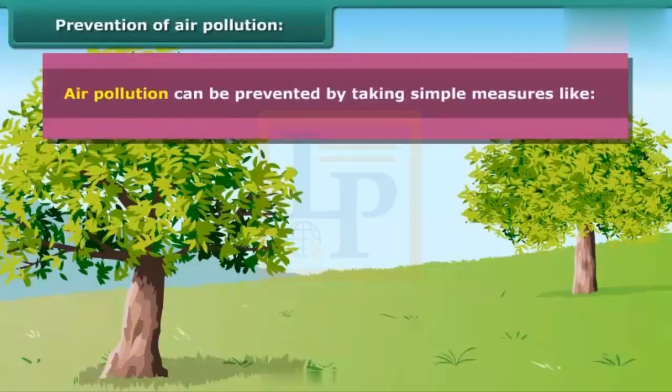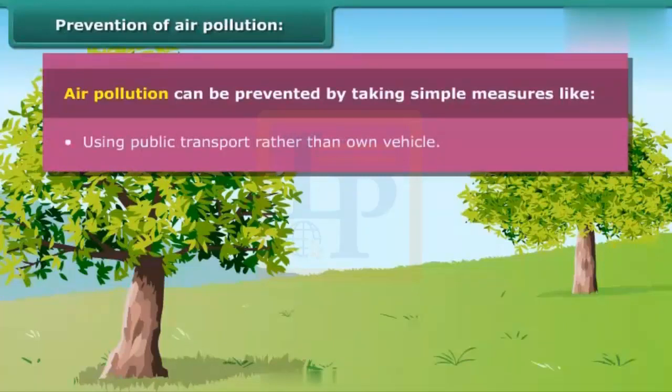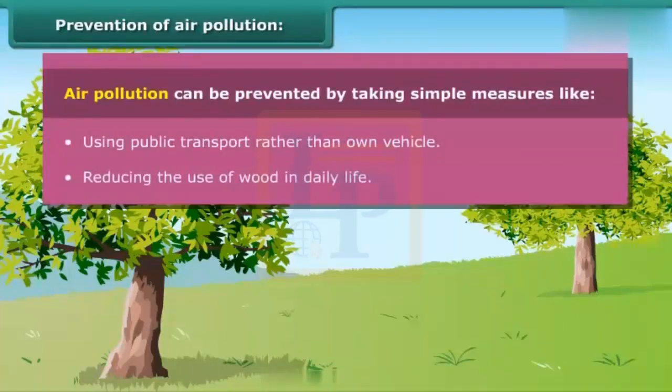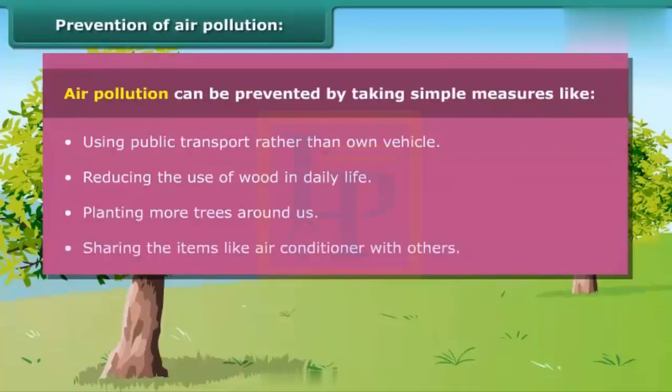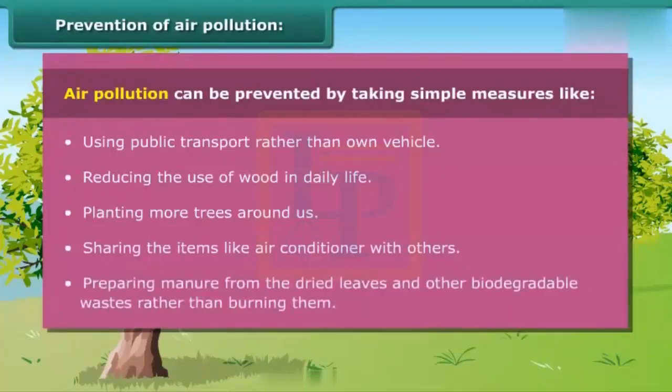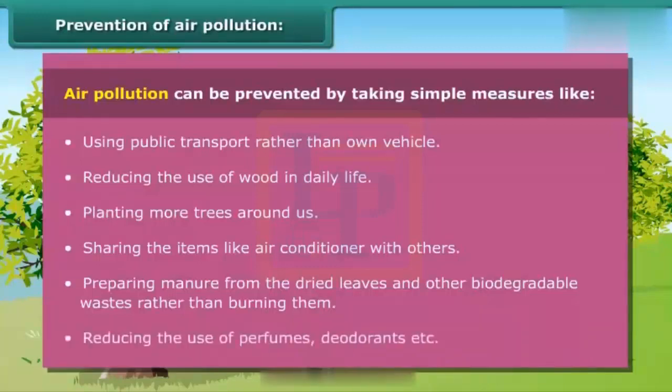Air pollution can be prevented by taking simple measures like using public transport rather than own vehicle, reducing the use of wood in daily life, planting more trees around us, sharing items like air conditioners with others, preparing manure from the dried leaves and other biodegradable wastes rather than burning them, reducing the use of perfumes, deodorants, etc.